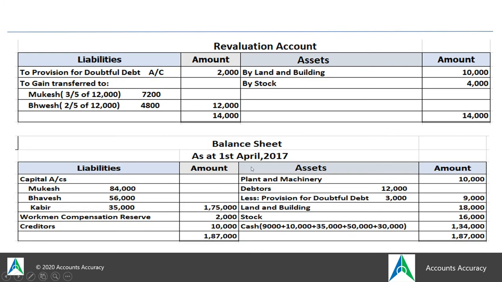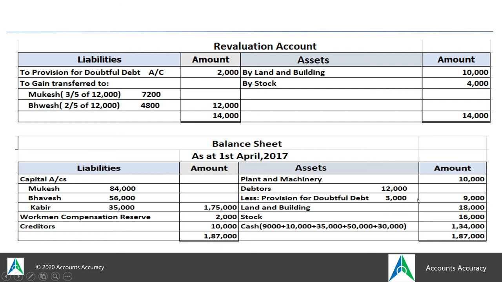Next to that, we need to make the new balance sheet. For that, all the assets which got increased, that you can see here, land and building and stock value was increased, that will be added, and the value of land and building will be 18,000 and stock will be 16,000, because the old value in the balance sheet of land and building was 8,000, and as we added the increased value of 10,000, it has become 18,000, and stock was just 12,000. After adding this 4,000 increased value, it has become 16,000. Then the provision for doubtful debt, that was increased by 2,000, so that needs to be added to the old provision value, which was 1,000.